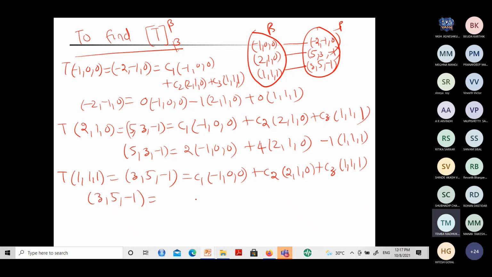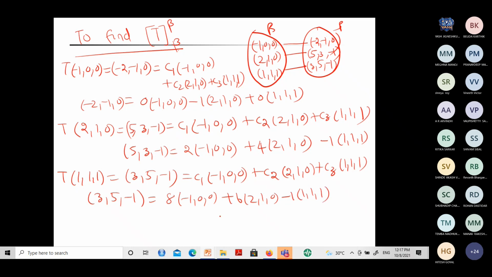C1 is equal to 8. And C2 is 6 and C3 is -1. C2 is how much? 6, ma'am. C3 is minus 1. It's 1.